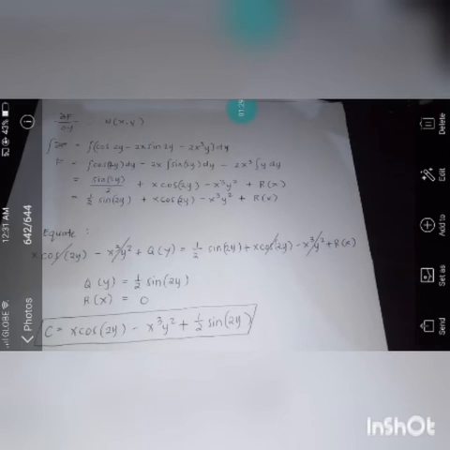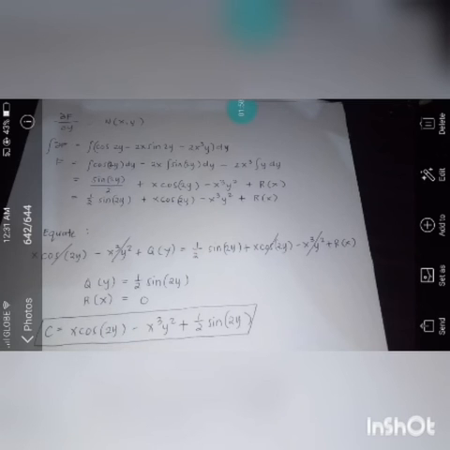So what we get is c equals x cos 2y minus x cubed y squared plus 1/2 sine 2y, our answer. You can also use the other one, which is 1/2 sine 2y plus x cos 2y minus x cubed y squared equals c, as your answer. So they have the same answer either way, meaning it is exact.